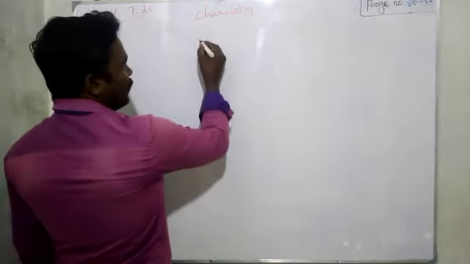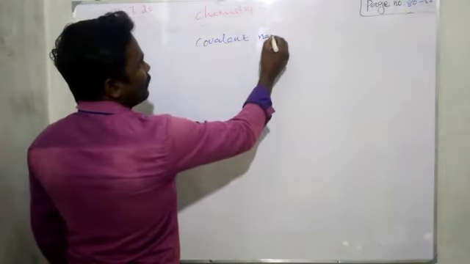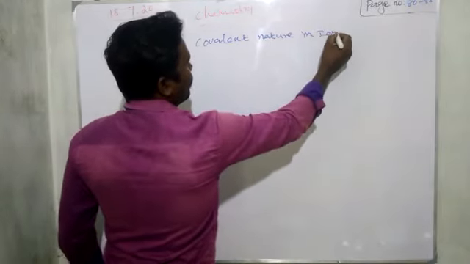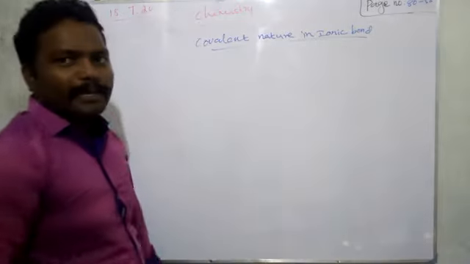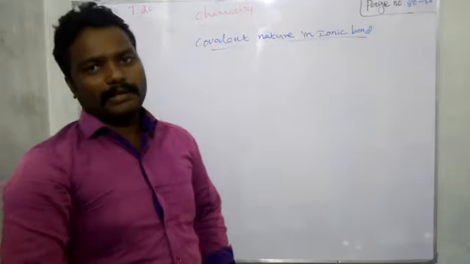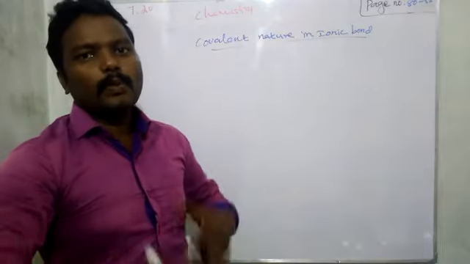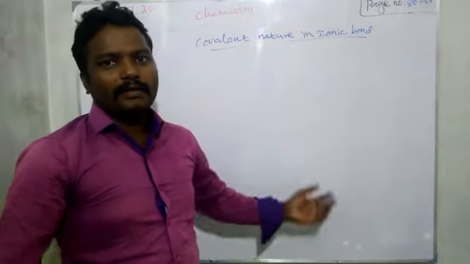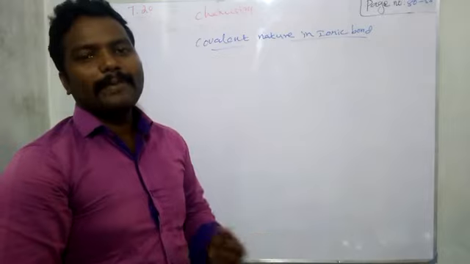Covalent character, covalent nature in ionic bond. So how may an ionic bond have covalent character? Is it possible? Yes. Usually, what is an ionic bond? One cation, one anion. The cation will donate the electron. That means it has already donated, that's why it becomes a cation.